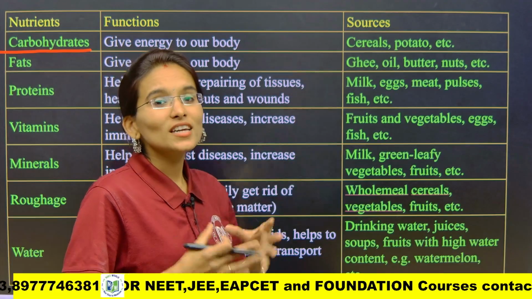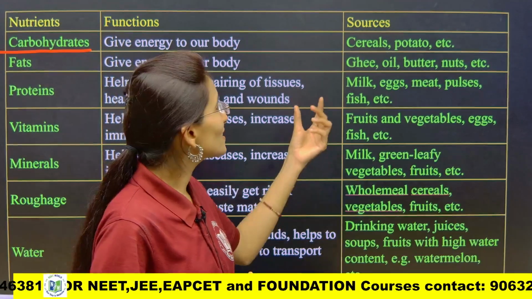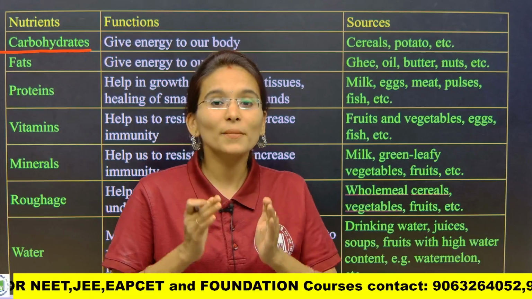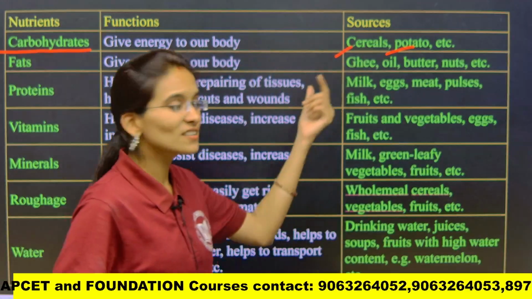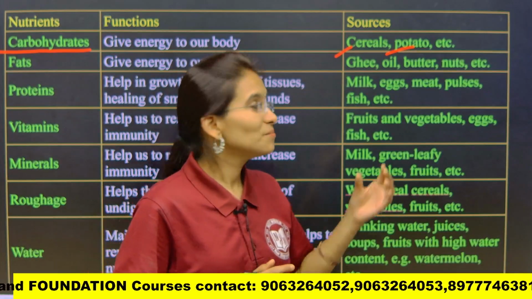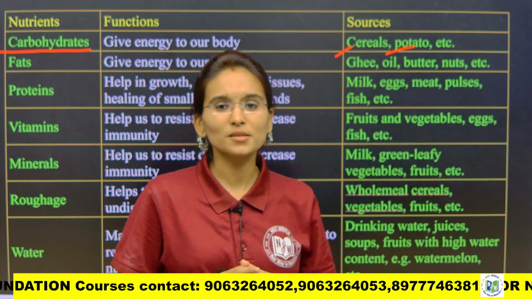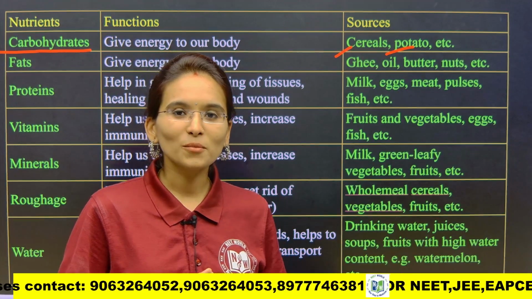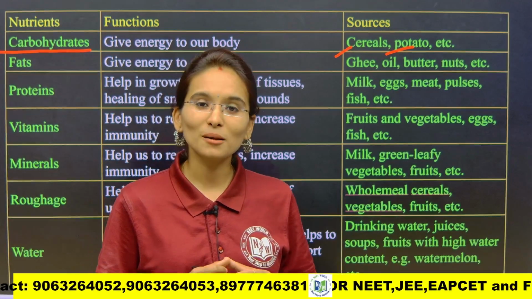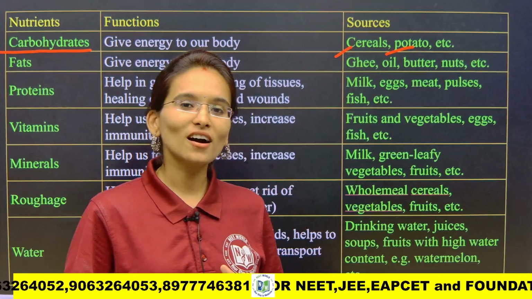So where can we find these particular carbohydrates? Carbohydrates are present abundantly in potatoes, cereals. We can also find them in sugar, my dear students. So these are the main sources of carbohydrates. Carbohydrates help give energy to our body.